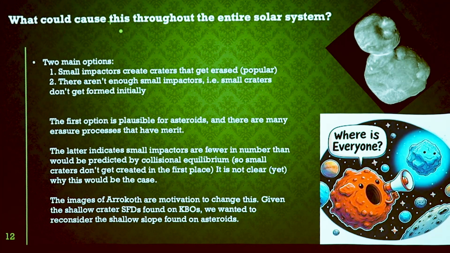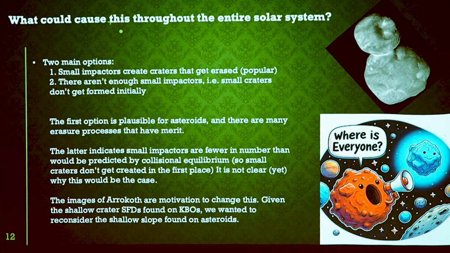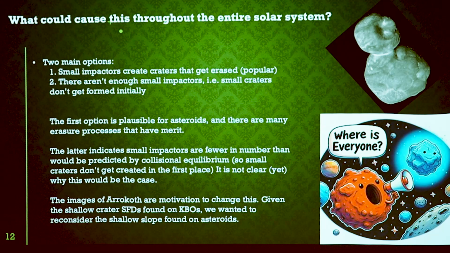But that's a motivation for this entire analysis, because the images of Arrokoth that we have are motivation to change it, because the shallow crater SFDs on KBOs like Arrokoth are a direct reflection of the impactor population, since they live in a collisionally cold environment. And the collisionally cold, shallow SFDs on KBOs are matching what we see in the inner solar system, so it was motivation to reanalyze maybe what's happening in the inner solar system as well.